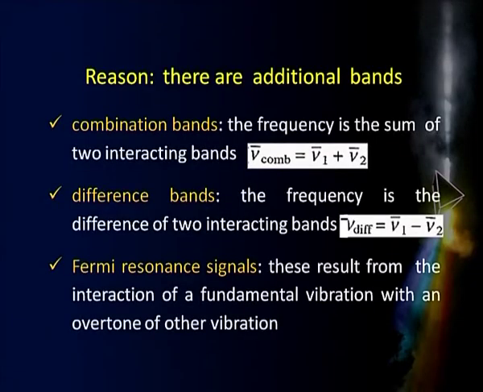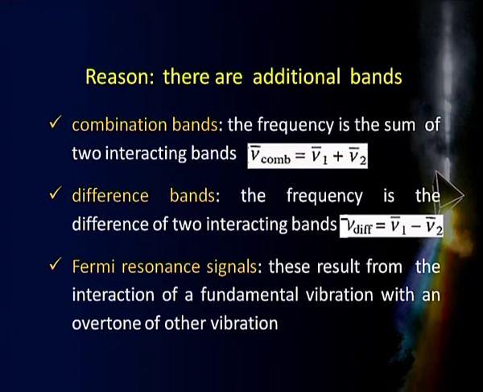So fundamental 1 plus fundamental 2, whatever the number comes out to be, I can expect a signal there. That is called a combination band. Or you can expect a signal at the difference of the two values there. In addition to that, sometimes we do observe what is called a Fermi resonance signal. This is an interesting observation because in some cases we do come across this.